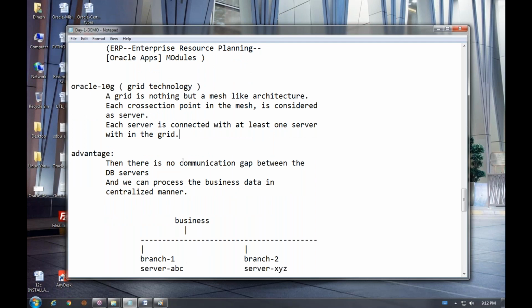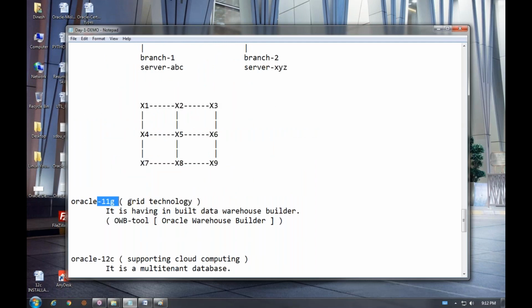Next, 11G. It also supports grid technology, but along with grid technology, the benefit is OWB, Oracle Warehouse Builder. Immediately we have a doubt. Sir, what is warehouse? Listen carefully. RDBMS is of two types. Again, I am repeating, guys. 11G is a special database. Why? There is a reason, because it supports warehouse applications also.